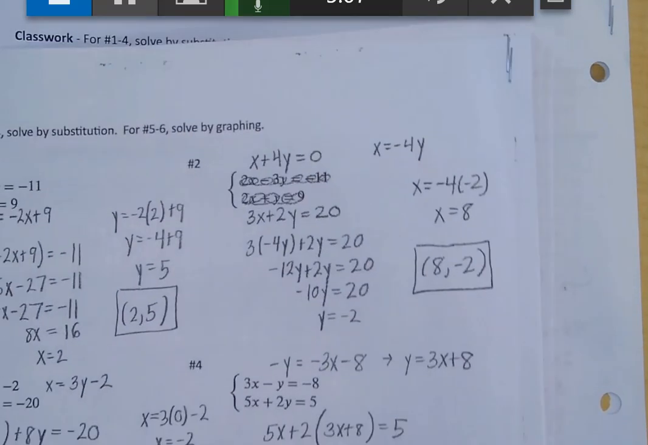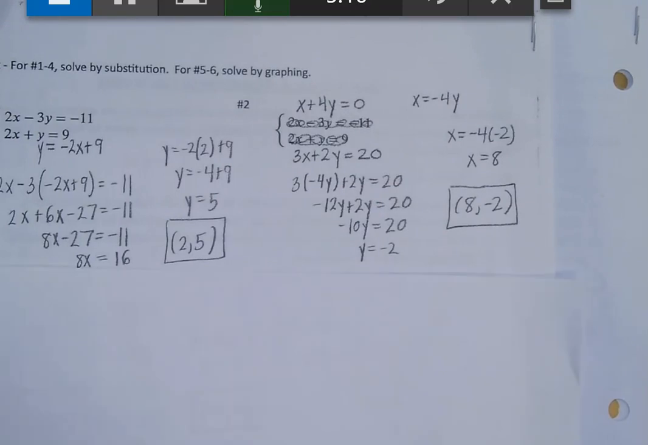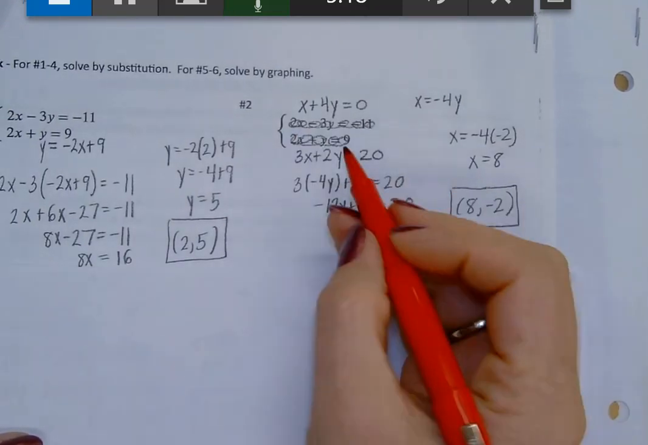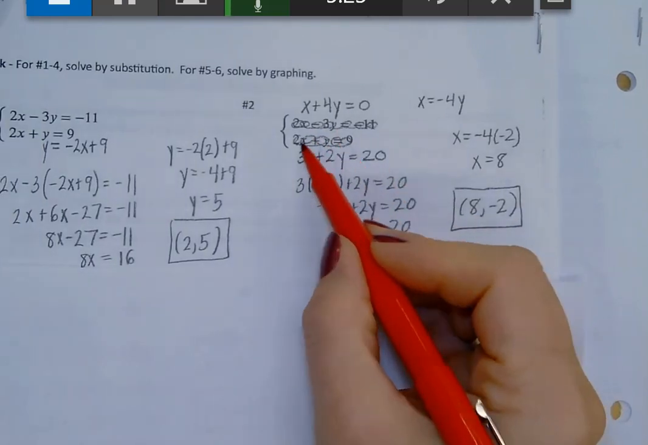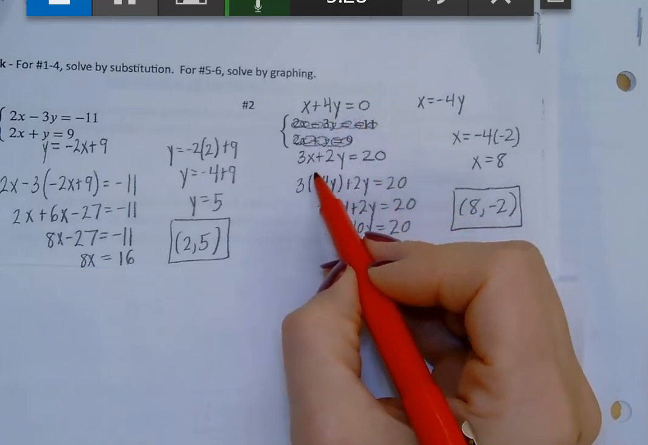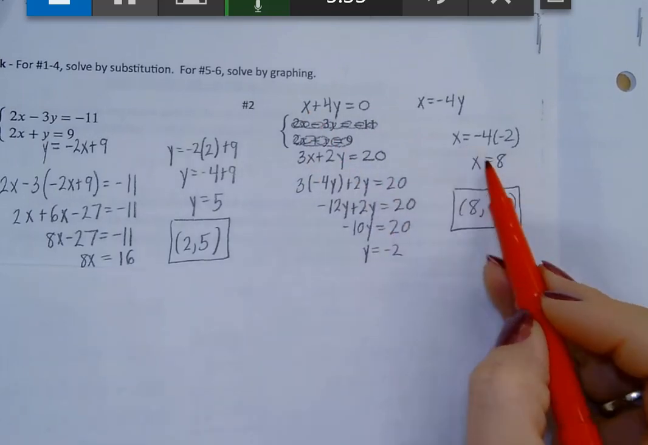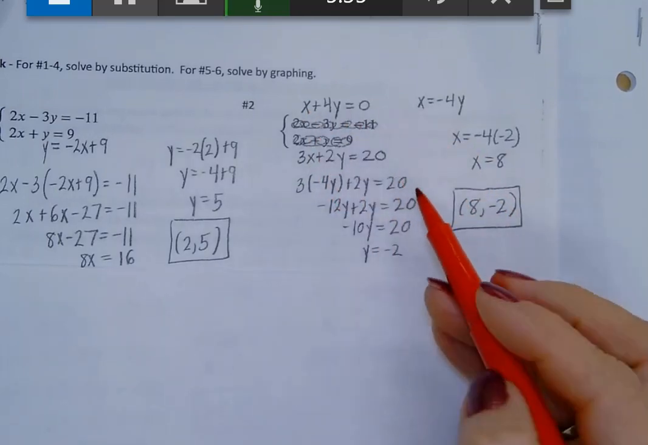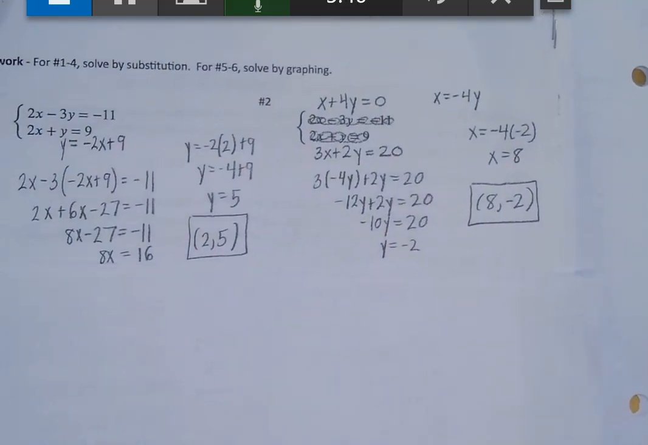All right, so if we look at number 2 here, sorry, my original notes were incorrect on this version. So your equations were x plus 4y equals 0 and 3x plus 2y equals 20. And so if you isolate for x, you can see that x equals negative 4y. And you'll end up with the ordered pair 8, negative 2.